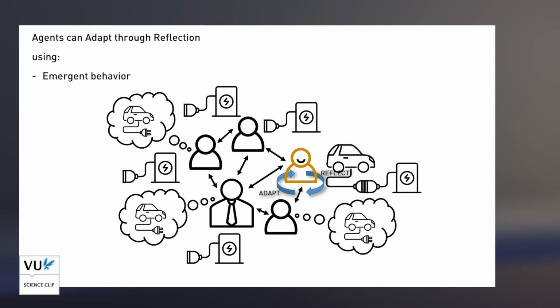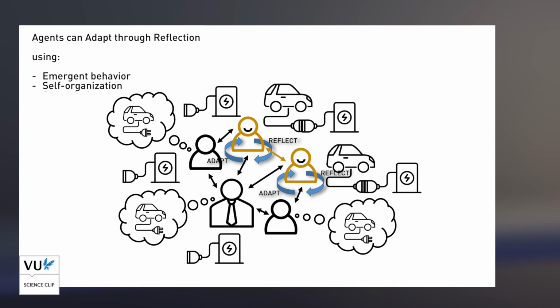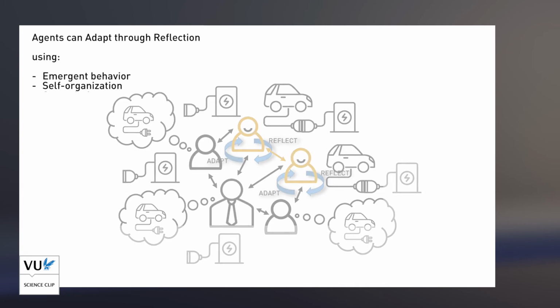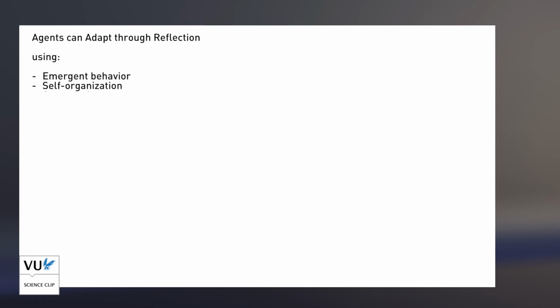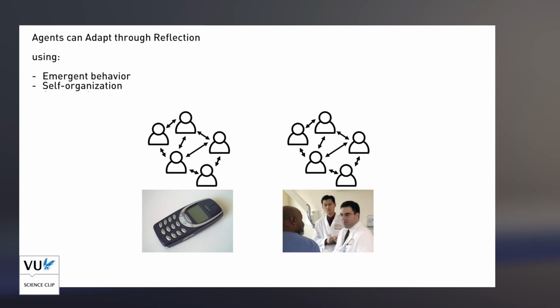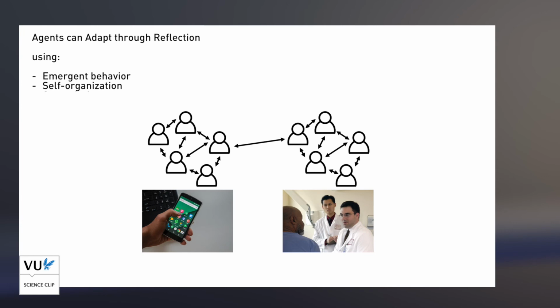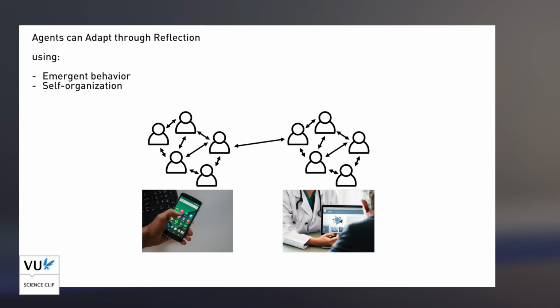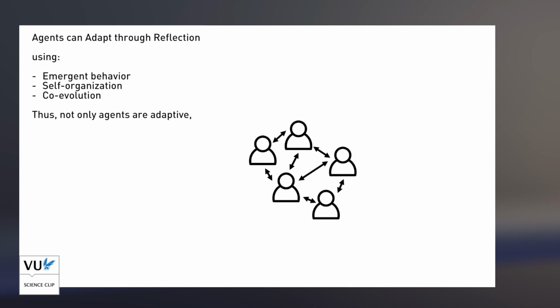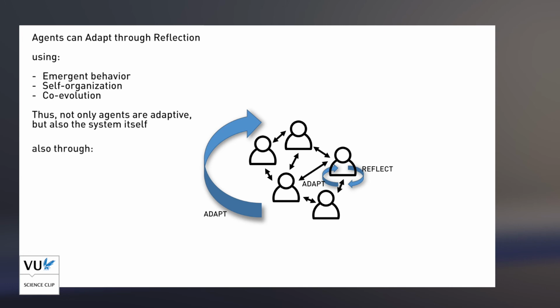Additionally, agents have the ability to self-organize around those new ideas, so creating new structures around these novel behaviors on a small scale, which can ultimately become the new structures in the system. Perhaps as important, changes in one system may lead to changes in another system. Take for instance how changes in the telecommunication system, the smartphone, is affecting how we can organize healthcare at a distance. This process we call co-evolution of systems. Thus not only agents are adaptive, but also the system itself. Also through emergent behavior, self-organization and co-evolution.